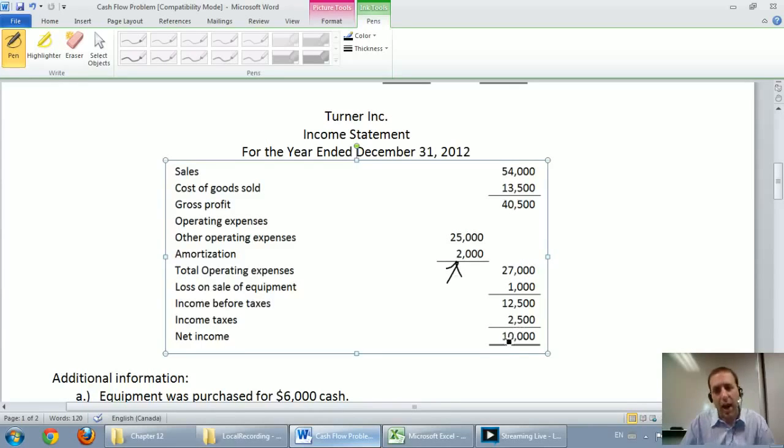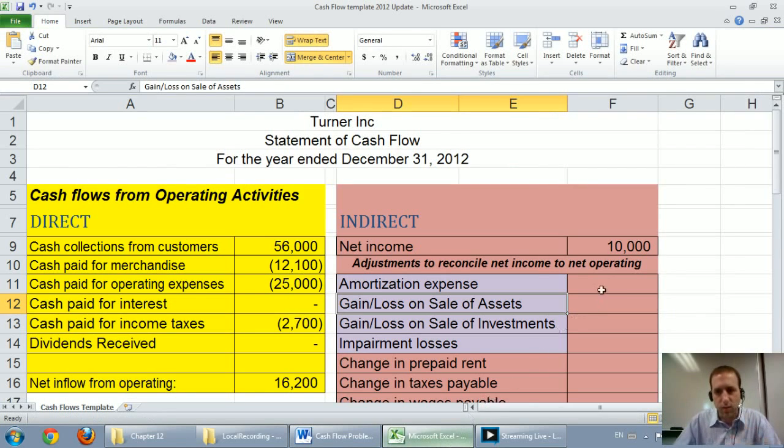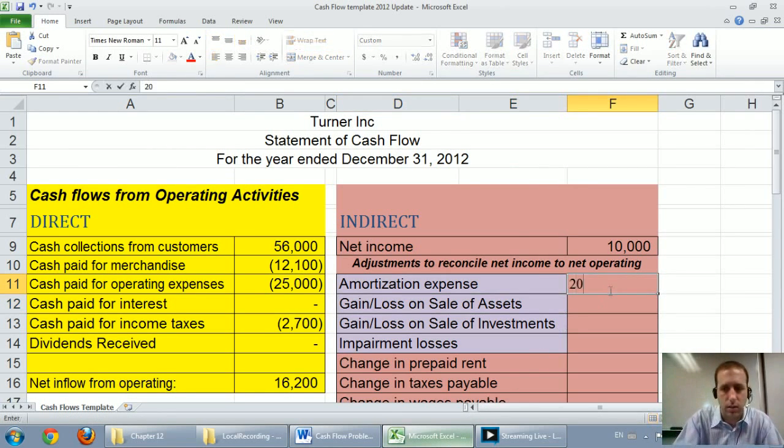So what we do is we add back the 2,000. We're saying, oh, we shouldn't take out the 2,000 if we're looking for cash flow. We're going to add it back now because it shouldn't have been taken out in the first place. So that's why these 4 are kind of opposite. So again, we add back our amortization. I won't put that in a negative.